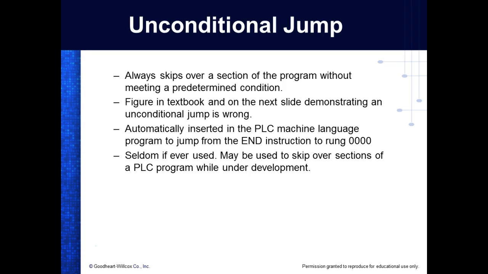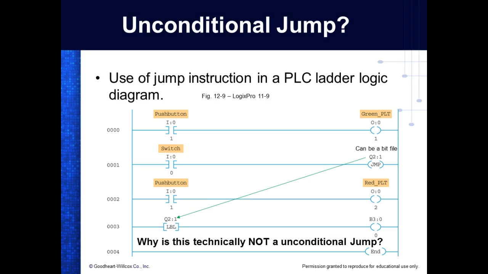Seldom, if ever, is it used, maybe to skip over sections. But usually what they would do, if they were going to do it all the time, is put a push button or a switch or something, and they'd flip it in one direction and it would run this program. If they flip it in the other direction, it would run the other program. So if you made it a conditional jump, then you could select which section of the program you ran.